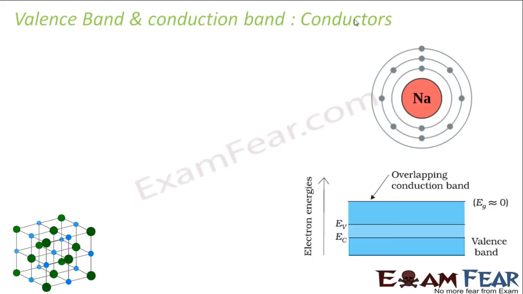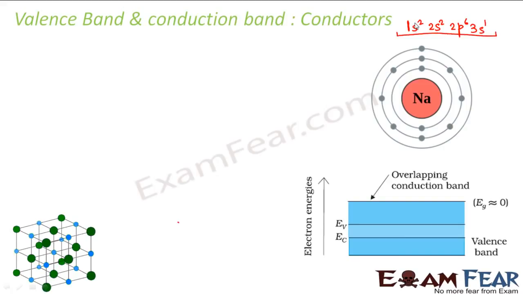what is the electronic configuration of sodium? Sodium has an atomic number of 11. So if we write down its electronic configuration, it is 1s2, 2s2, 2p6, 3s1. So this is the electronic configuration of sodium.